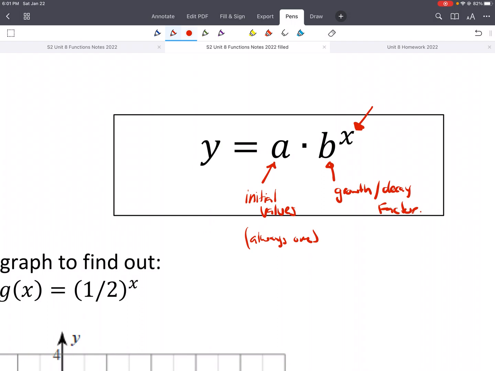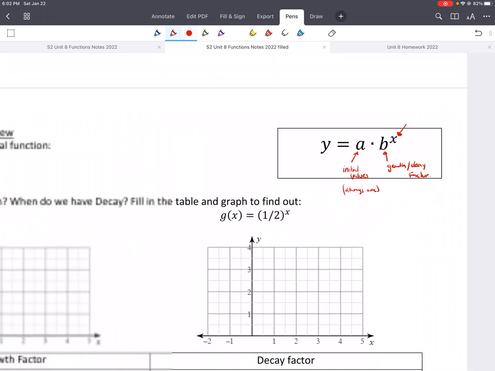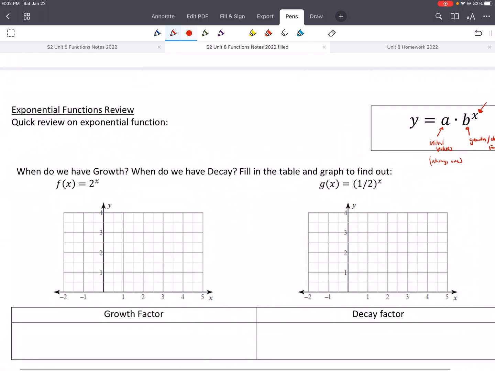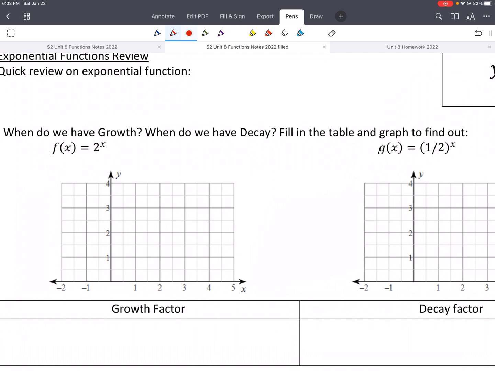B is like the base for your exponent. It's the growth or decay factor. And then x is just your exponent. Typically in exponential equations, x is your time. So we use that a lot when we do like interests or mortgage rates or things like that. You can calculate how much you're going to earn or how much you have to pay or things like that.